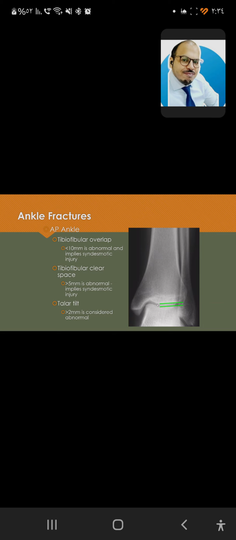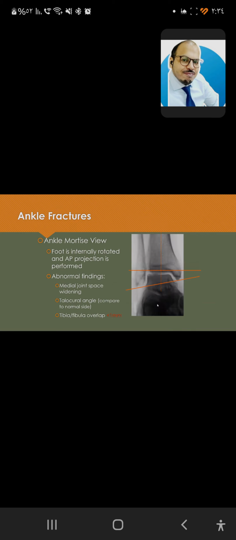طيب وش في بعد other angles or other parameters في الانكل mortise view. المورتيس فيو انك تاخذ تخلي الفوت internally rotated, you take an AP view of the ankle with the foot internally rotated about 10 degrees. It's called mortise view.